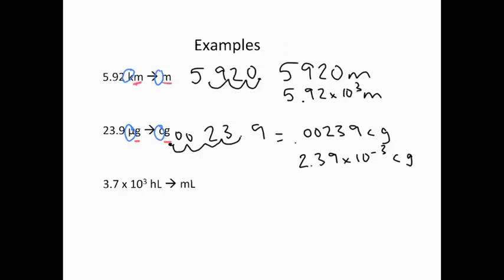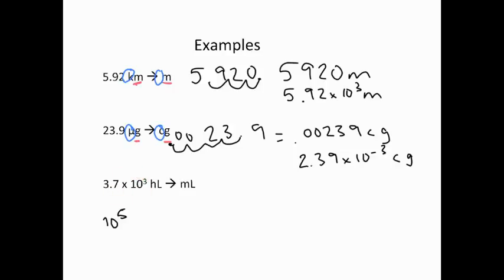So another way of looking at this problem is that this number is going to be changing by a factor of 10 to the 5th. But will this number be getting larger or will it be getting smaller? Well, think about it this way. Whatever happens to the units, the opposite happens to the number. So what I mean by that is this. Are you going from a big unit to a small unit? Or are you going from a small unit to a big unit? Notice as we go from hectoliters to milliliters, we're going to a smaller unit. If the unit is getting smaller, the number must be getting larger.